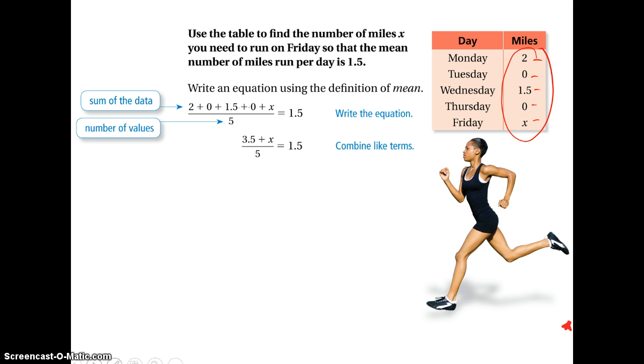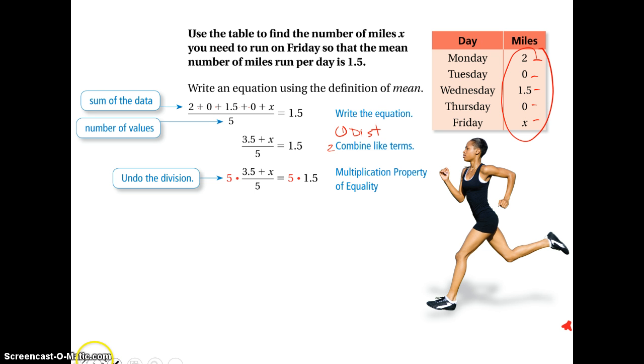So I'm going to combine my like terms. We did not have to distribute anything, so we got to skip that step. And now we're combining, and we got 3.5 plus x divided by 5 is 1.5. The opposite of division, we were dividing here, is multiplying. What I do to one side, I do to the other. So 3.5 plus x is 7.5.